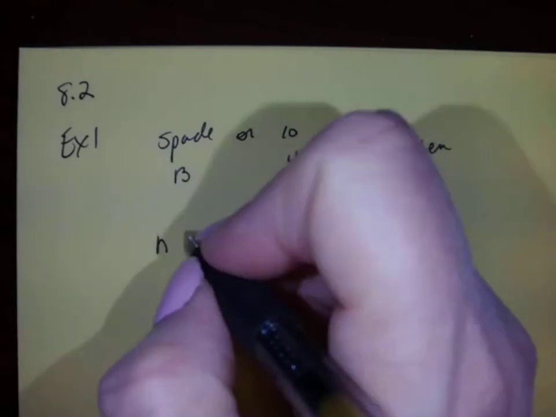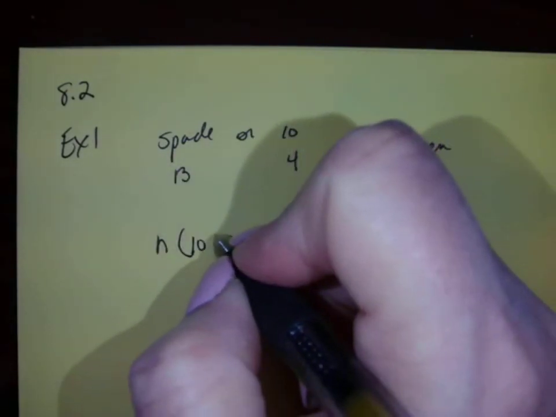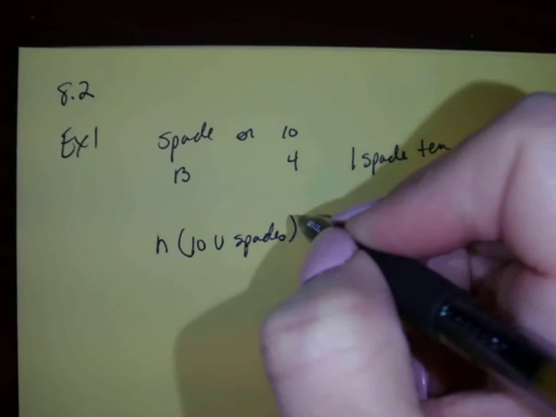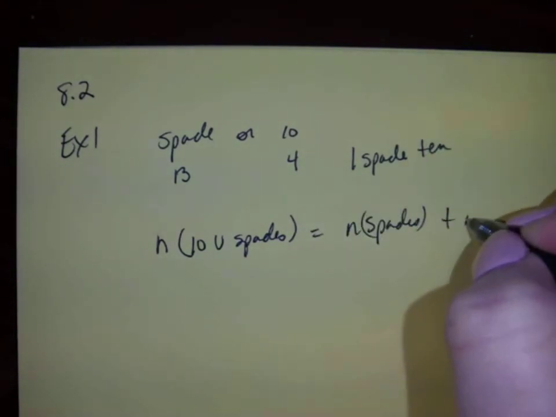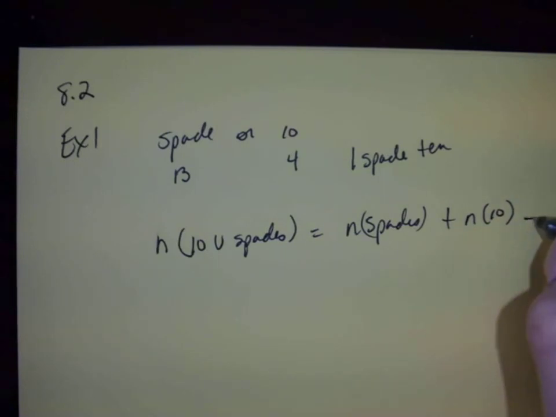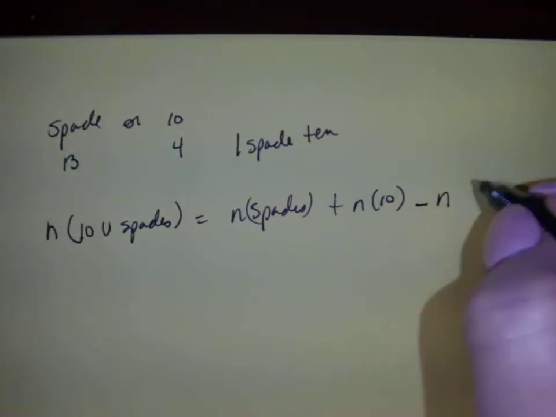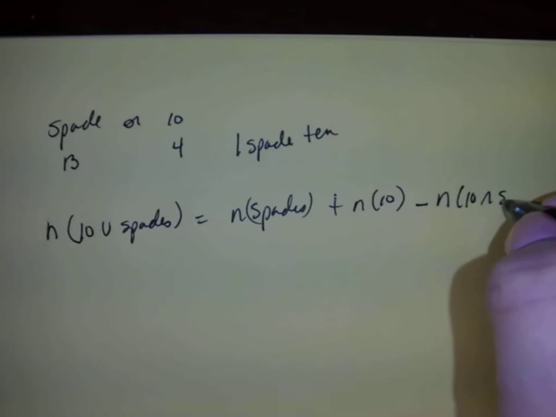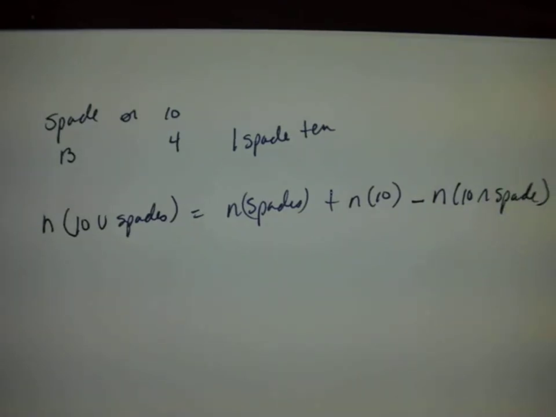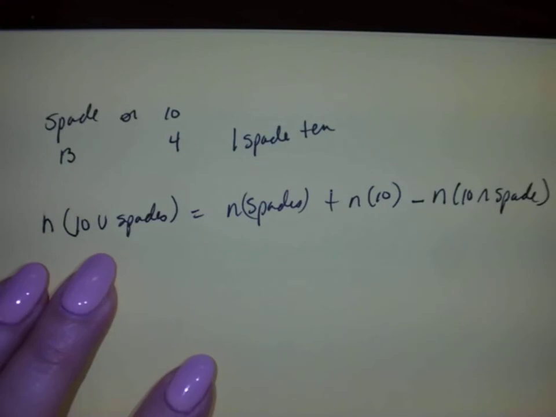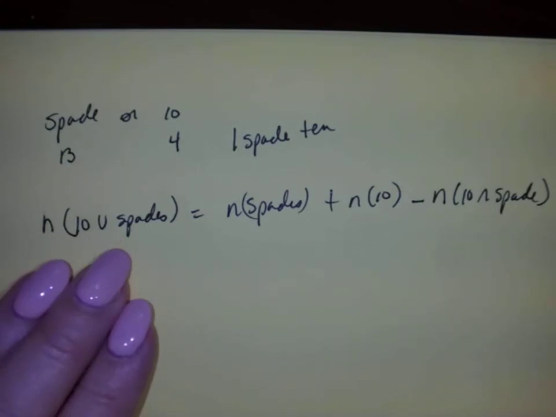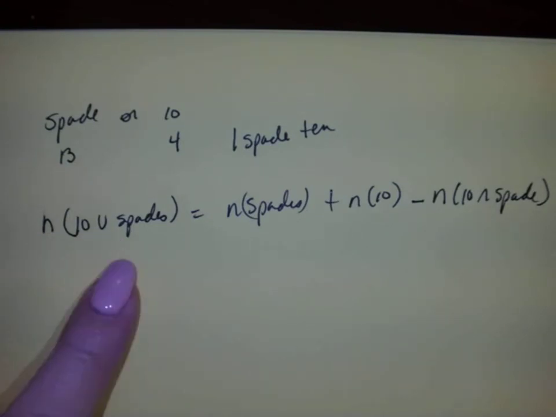We could do this one of 2 ways. So we've got the number of the 10 union with spades is equal to the number of spades plus the number of 10s minus the number of 10 intersected with spade. So minus the intersection. So we're using the same equation as for the probabilities, except I'm finding the numbers. I'm going to show you 2 ways you can work this problem. All right, so this is what we're trying to find, the union.